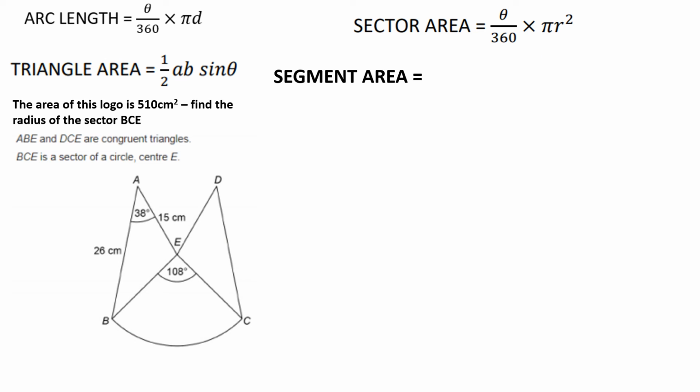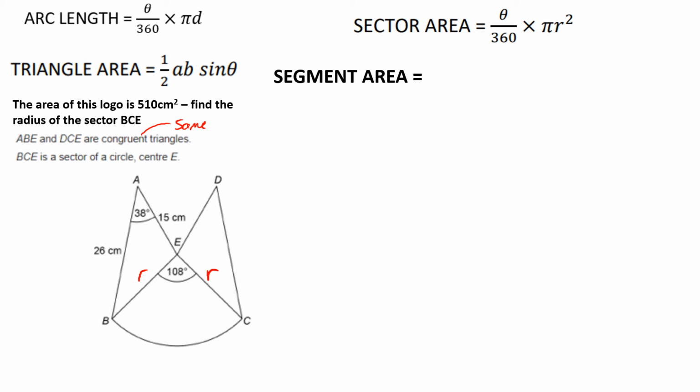Okay, so on this one, we're told the area of this logo is 510 centimeters squared, and we want to find the radius of the sector BCE. So we want to find the value of this r here. We're told that ABE and DCE are congruent triangles. Now congruent means the same, and all that tells us is that if we know the area of one triangle, we know the area of the other, and it clarifies BC is a sector of circle, center E.